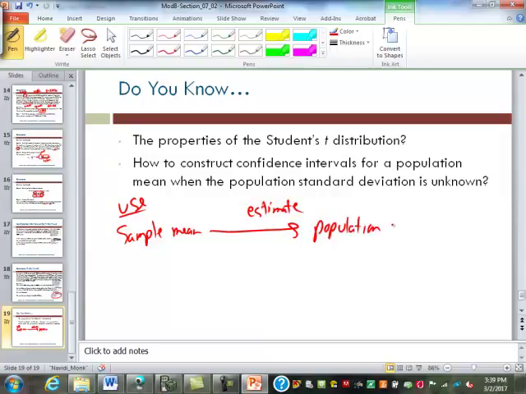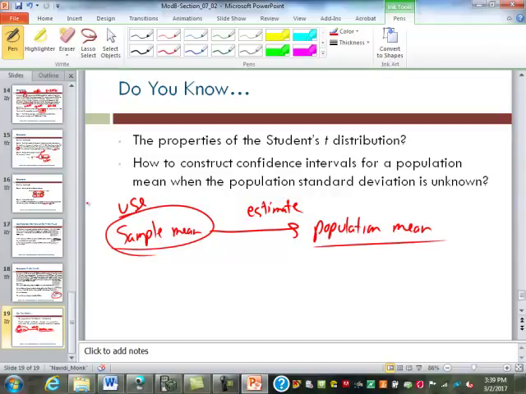So a lot of people get confused here. It's saying construct the confidence interval for the population mean. A lot of people say, we don't have the population mean, we don't have the sample mean. And that's the point. We're using the sample mean to estimate the population mean. So we're using that sample mean to construct a confidence interval to estimate the population mean. So the interval really is trying to describe the population mean.